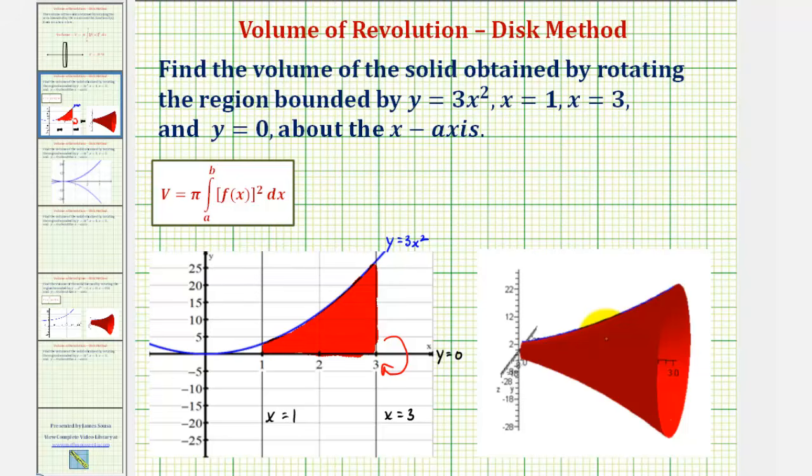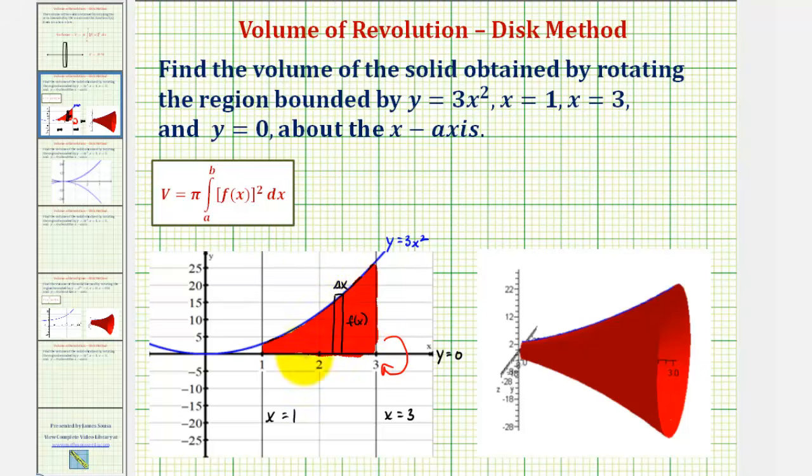We'll do this using the formula V equals pi times the integral of f of x squared from a to b. Before we apply this though, let's look at where this comes from. If we were to sketch a small thin rectangle of this bounded region like this, where this would be delta x, and the height would be f of x, or the function value.